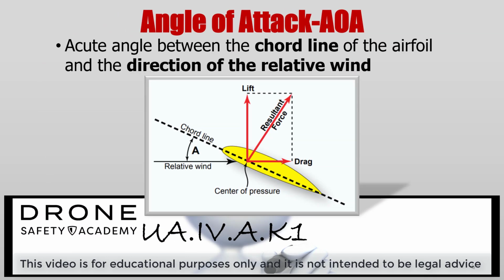In this example, taken out of the Airman Knowledge Testing Supplement that you'll see at the Testing Center and which is freely available, this is the angle of attack, which is the acute angle between the chord line of the airfoil and the direction of the relative wind.